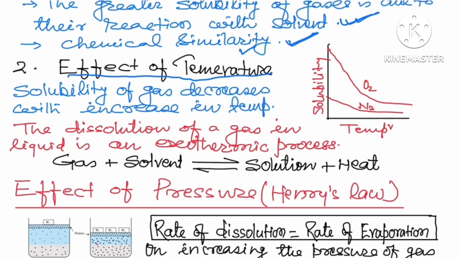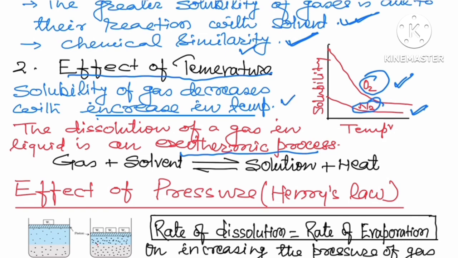So M is directly proportional to P, where M is the mass of the gas solute and P is the pressure of the gas. Here we use a proportionality constant K. So M equals KP. But according to Dalton, if a mixture of gases is simultaneously in equilibrium with the liquid at a particular temperature, then the mole fraction is directly proportional to the partial pressure.